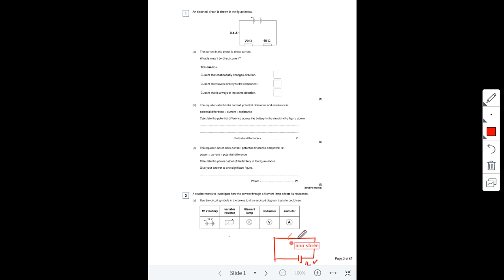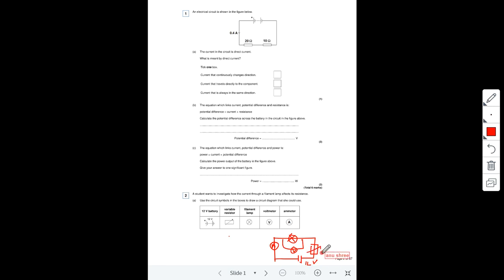This is the lamp. The ammeter should be connected in series, so here is the ammeter. The voltmeter should be in parallel, so the voltmeter should be in parallel for this lamp. And here is the variable resistor.